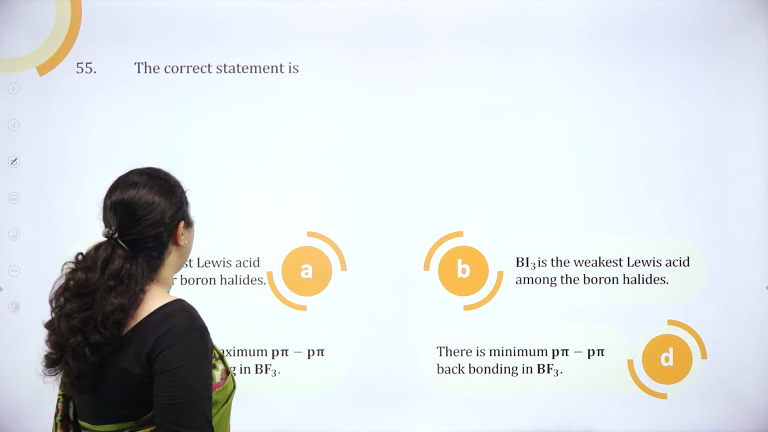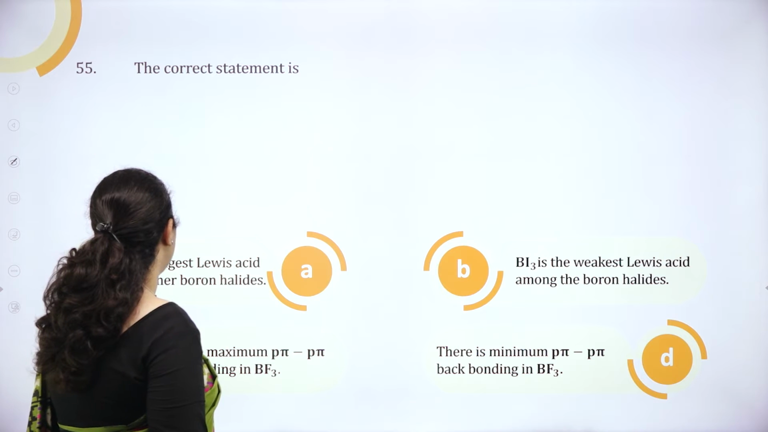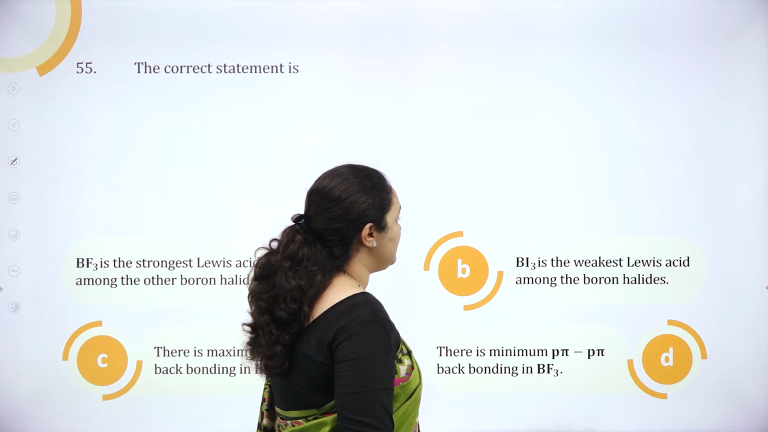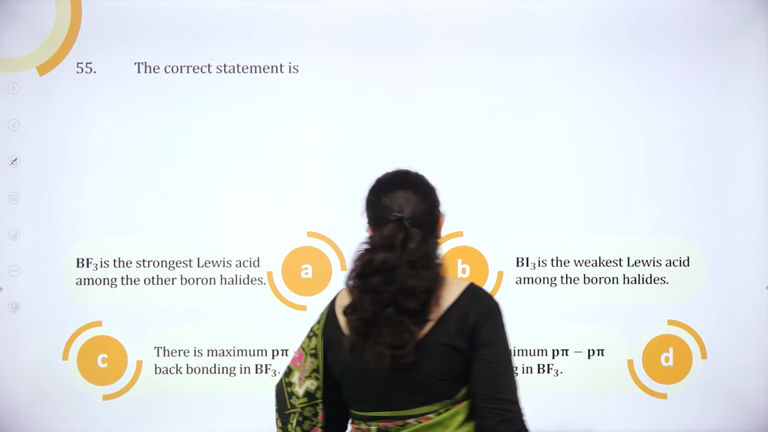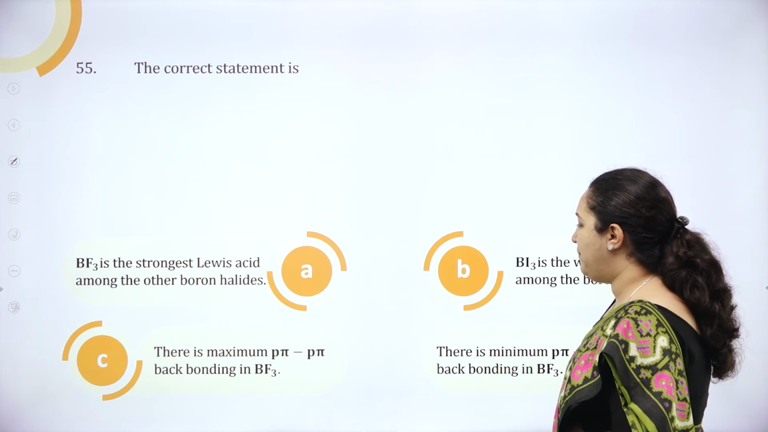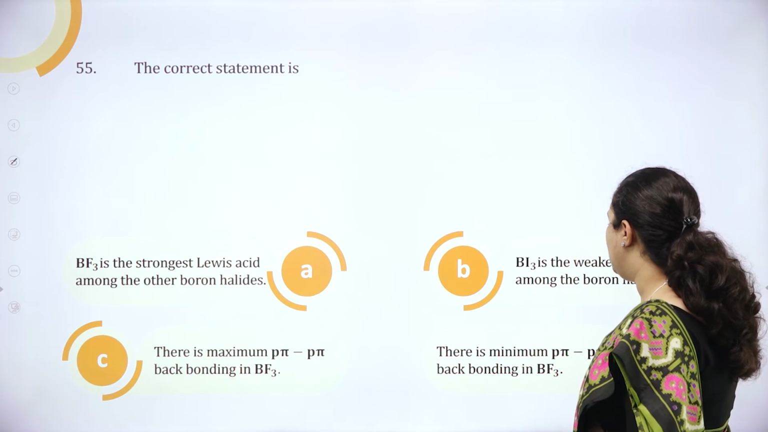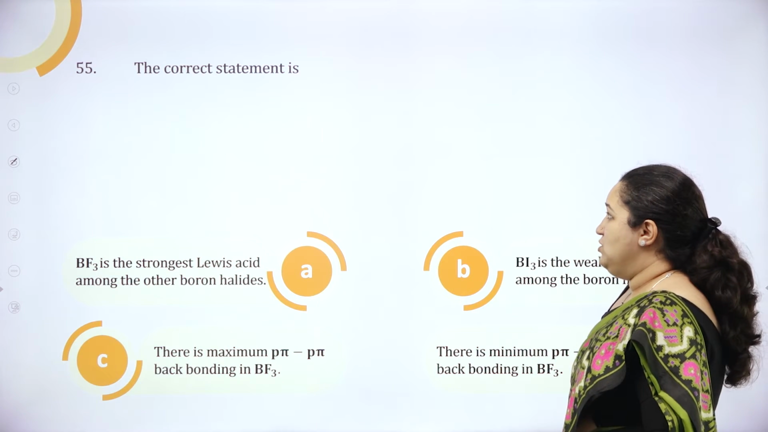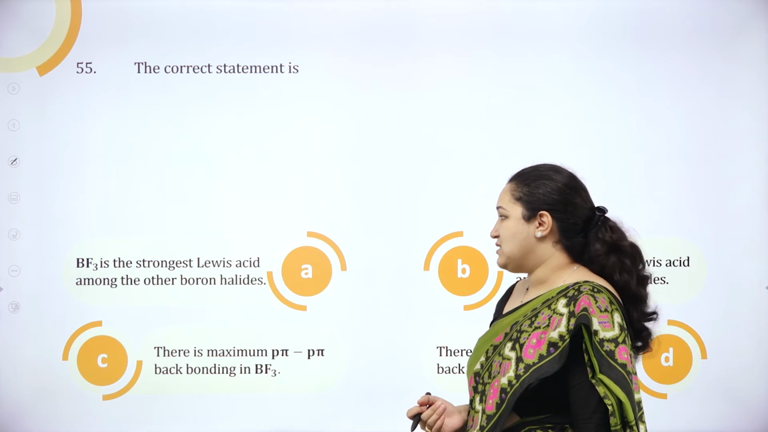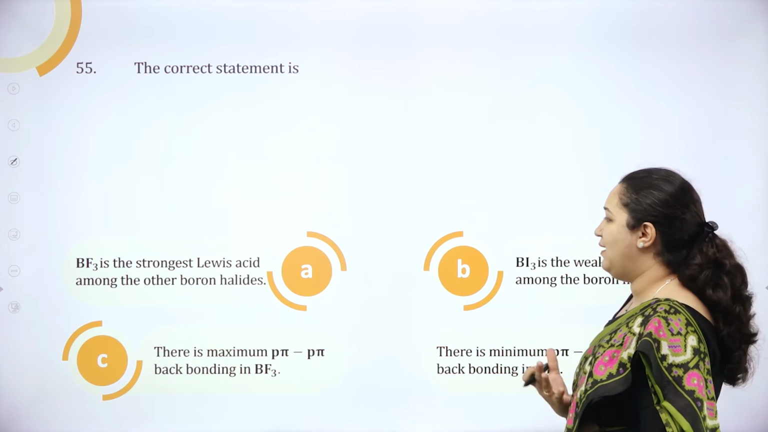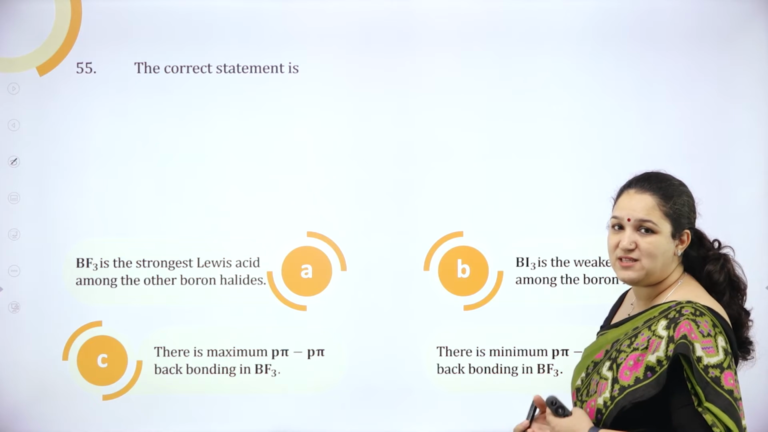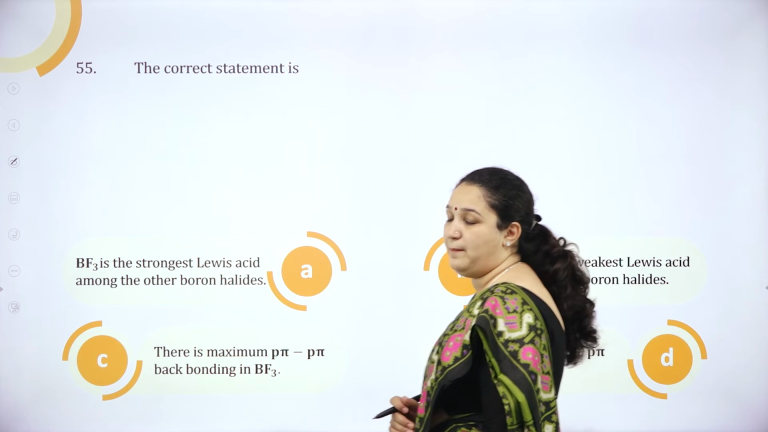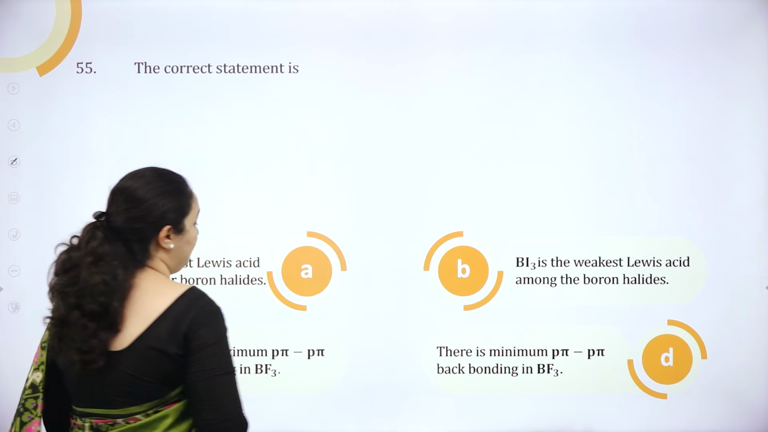Next one. The correct statement is: BF3 is the strongest Lewis acid among the boron halides. BI3 is the weakest Lewis acid among the boron halides. There is a maximum p-pi back bonding in BF3. There is a minimum p-pi back bonding in BF3. So which is the correct statement they are asking? One is related to its acidic strength, whether it is a strong Lewis acid or a weak Lewis acid, and the other one is related to its p-pi back bonding in BF3.